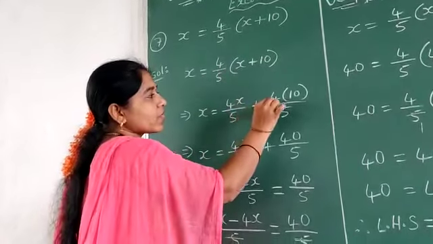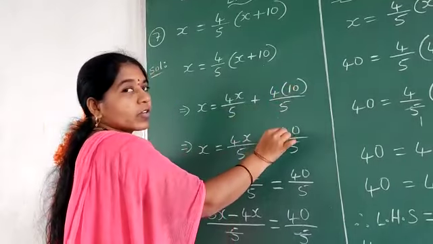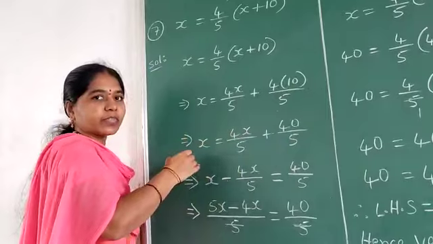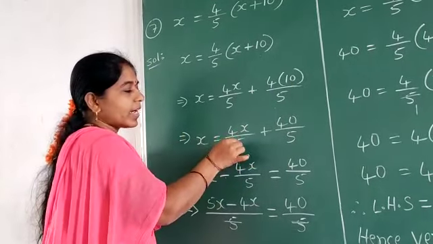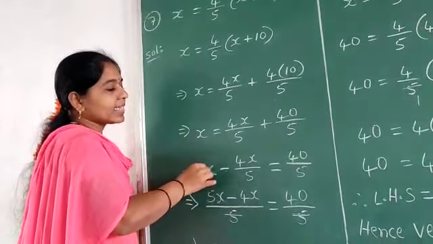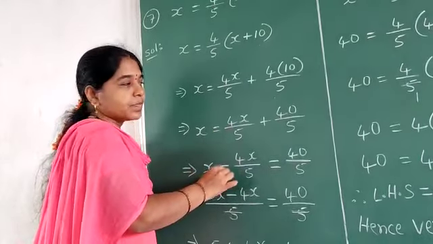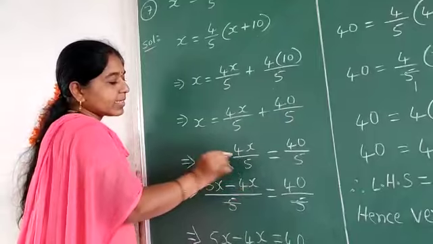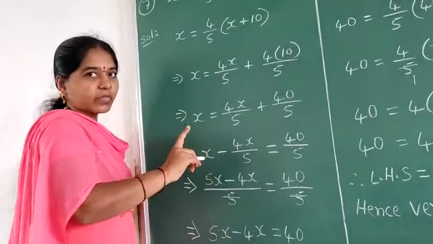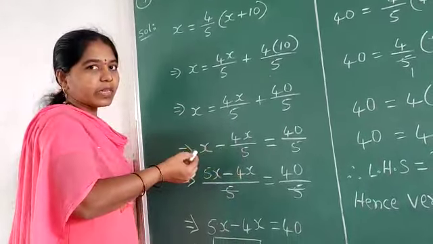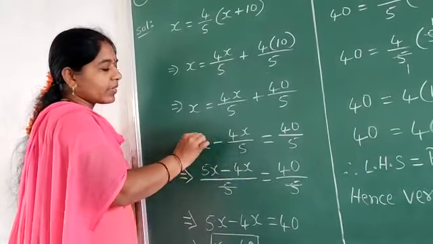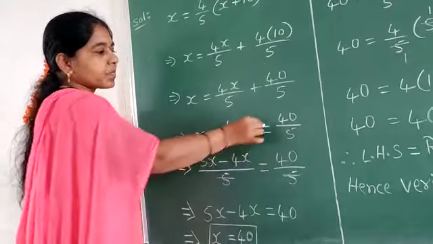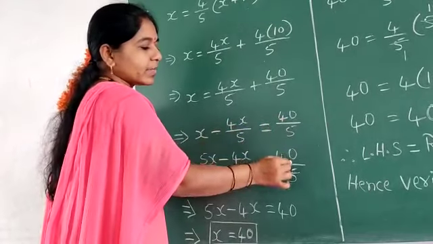4x by 5 plus 4 into 10 is 40 divided by 5. Now like terms on one side we will shift, that means transpose 4x by 5 to the left hand side. Then x minus 4x by 5 will be equal to 40 by 5. In this, the denominator of x is 1; if you take the LCM, again we get 5. Then directly multiply: 5 into x is 5x minus 4x divided by 5 is equal to 40 divided by 5.